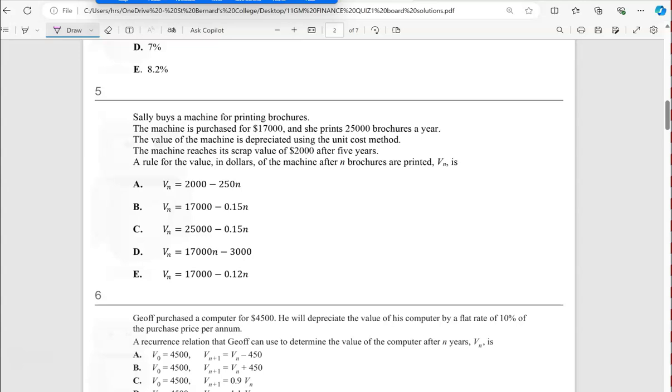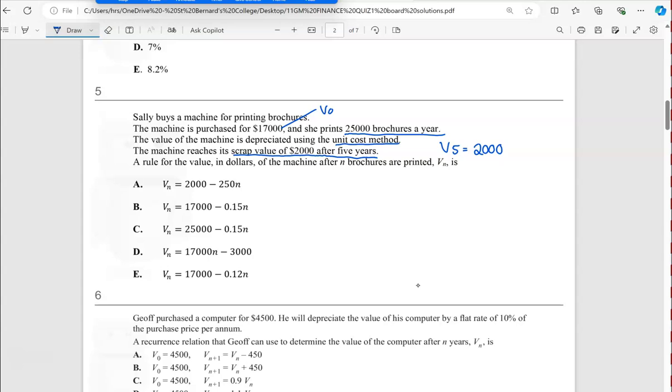All right, now Sally buys a machine for printing brochures. The machine was purchased for 17,000, so you got a VO there. She prints 25,000 brochures a year. The value of the machine depreciates using unit cost method. The machine reaches a scrap value of 2,000 after 5 years. What that's done is told you that V5 is 2,000. When they say scrap value, because when something depreciates, its new lower price is a scrap price. So that's what that is.